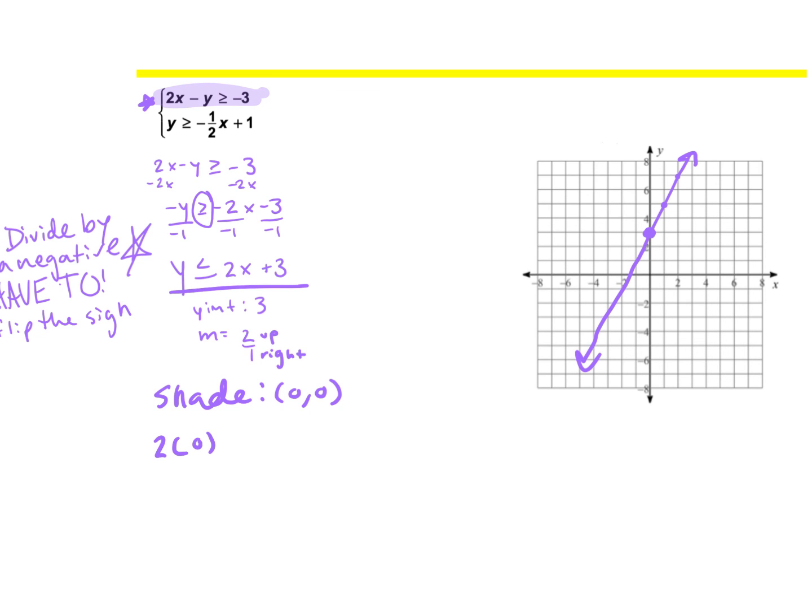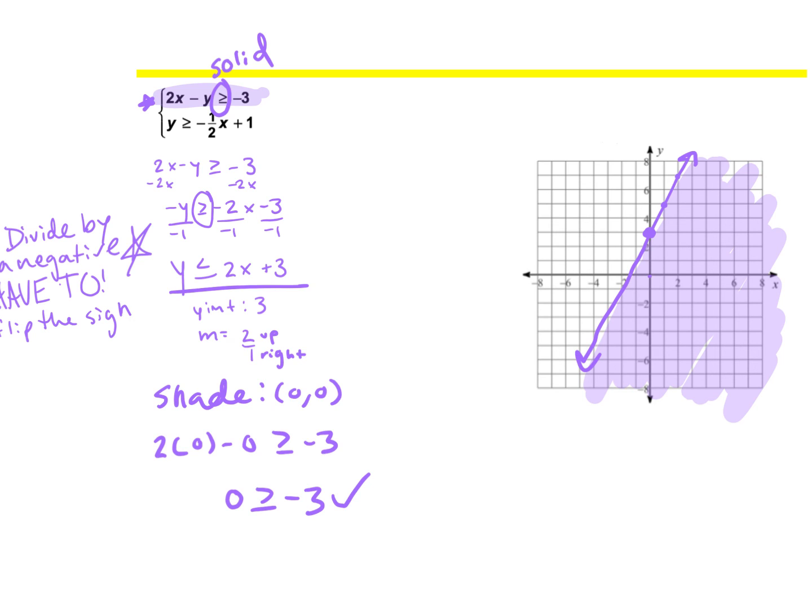So I have 2 times 0 minus 0 is greater than or equal to negative 3. What's 2 times 0 minus 0? 0. So 0 is greater than or equal to negative 3. Is this true? Yes. So do I shade where 0, 0 is or where it's not? Where it is. And I had a solid or dotted line here? Solid.